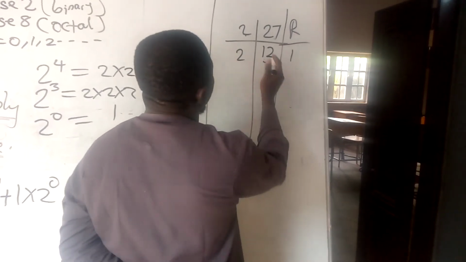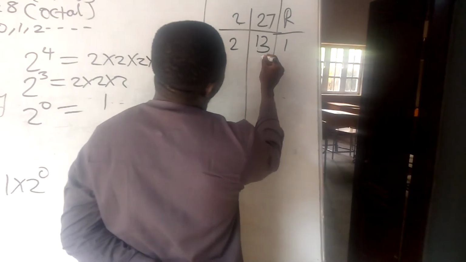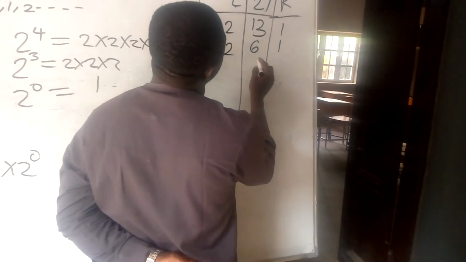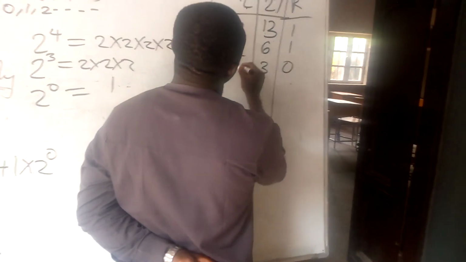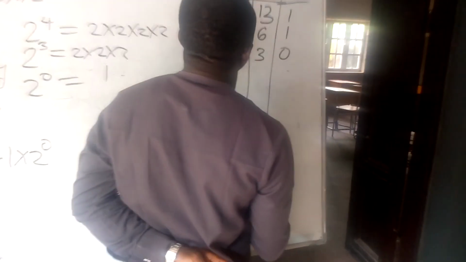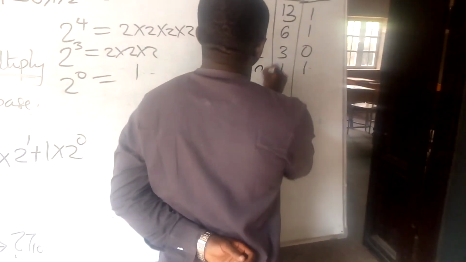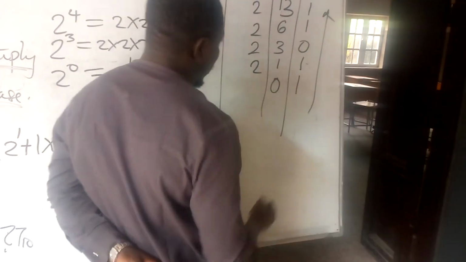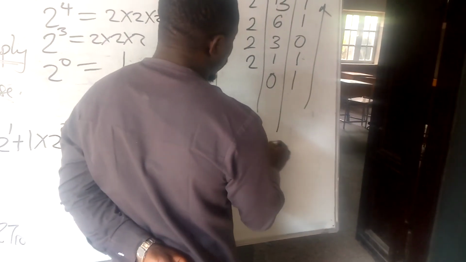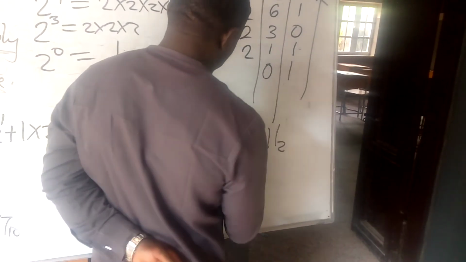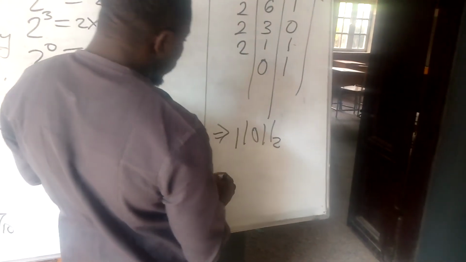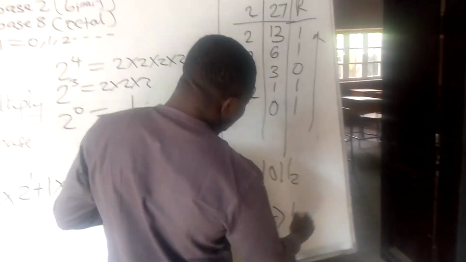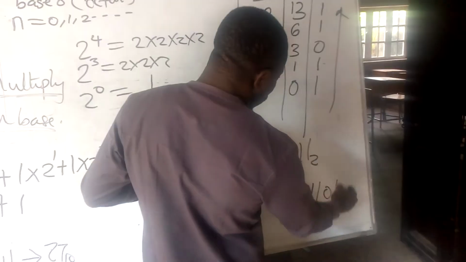So 2 here, when we divide this, we are going to have 6 remainder 1, because 6 times 2 is 12. 2 here is going to give us 3 remainder 0. 2 here is going to give us 1 remainder 1. 2 into 1, here 0 remainder 1. Now if you take this thing upward, we're going to have 1 1 0 1 1. This is base 2. So when we converted 27 base 10, we had 11011 base 2.